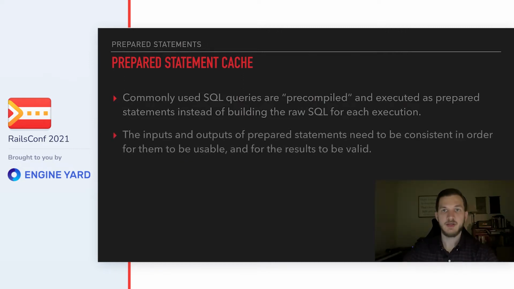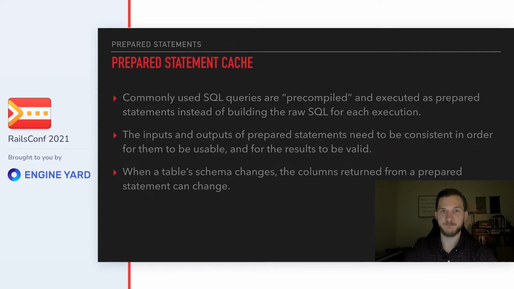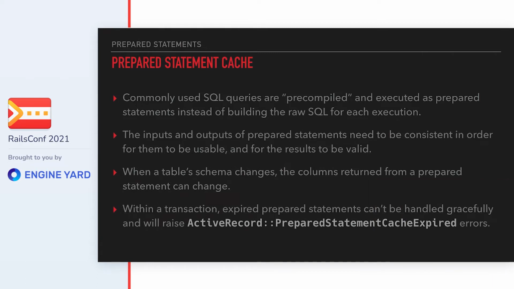So this can become dangerous because prepared statements need consistent inputs and outputs in order to remain valid and usable by the application. When you're changing columns, in this case adding one, the results that your statement returns can change, which would make it invalid. And when you're inside a transaction, operations can't be independently retried. So the prepared statement that was executed can't be retried by the database or the application, so it raises out one of those lovely prepared statement cache expired errors that we saw earlier.